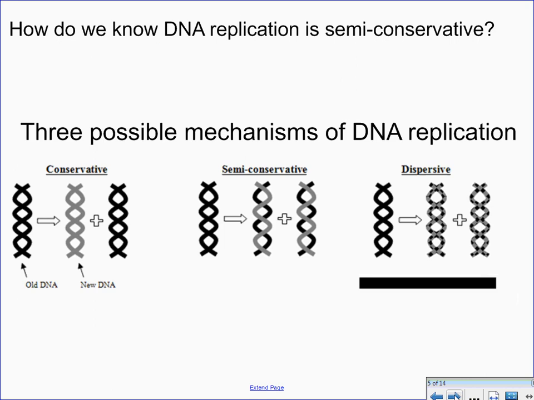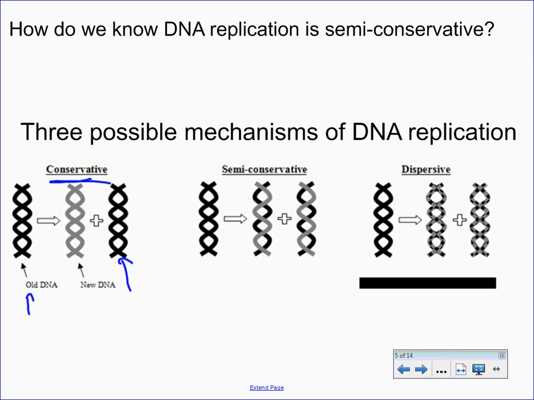So how do we know that DNA replication is semi-conservative? Well, when scientists were studying this process, there were three possible mechanisms of DNA replication put forward. There was conservative replication, in which the old DNA, when replication was finished, would have both old strands conserved together on that one DNA molecule. And the new DNA that was synthesized was made up entirely of new DNA. So both strands were conserved in the old DNA.